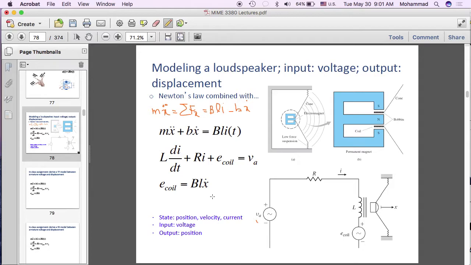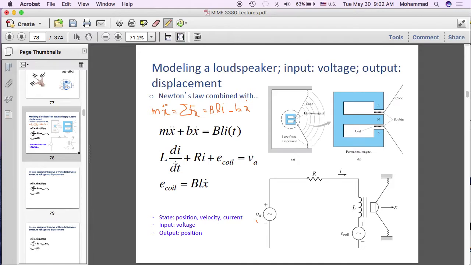So we have two equations, two differential equations. One of them is second order, one of them is first order. Second order because we have x double dot, first order because we have di over dt. So this system, therefore, like the electric motor, is a third order system. It's a third order system.